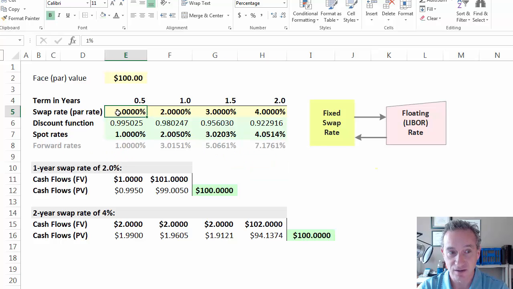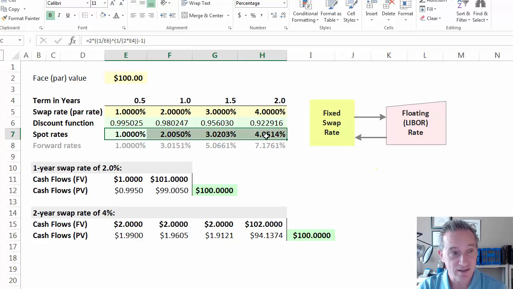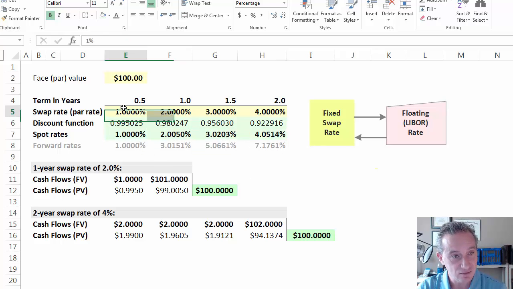To do that, I have an assumption here for the swap rate curve. It's suspiciously steep and round. So for example, the 6-month swap rate here is 1.00%. The 2-year swap rate is 4.00%. And now, if you expect the spot rates to be the same, you're not alone. But in fact, if this swap rate curve is upward sloping, then the spot rates are going to be slightly higher. And that goes to the definition of a swap rate.